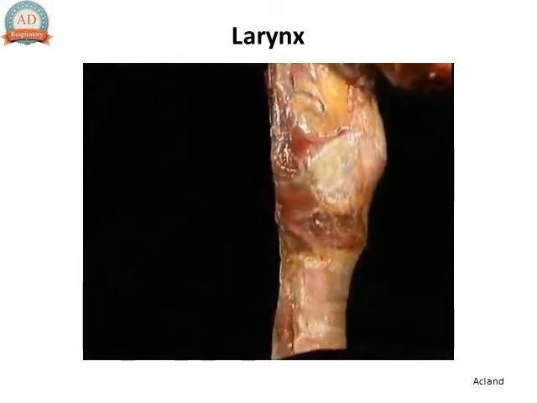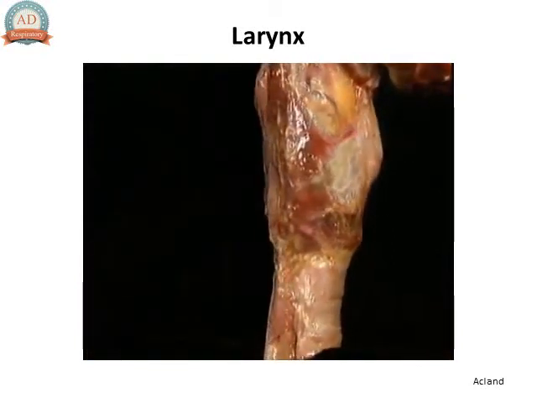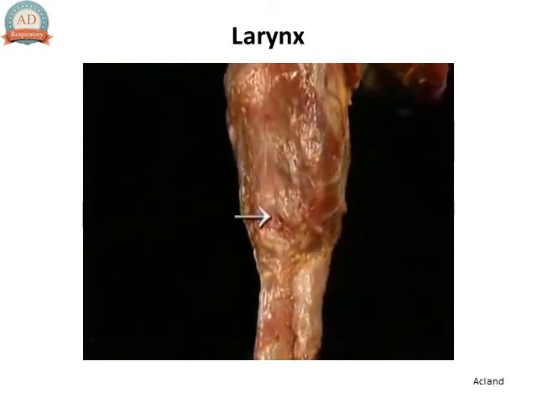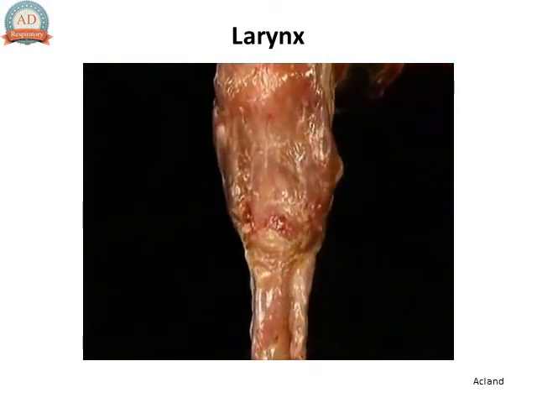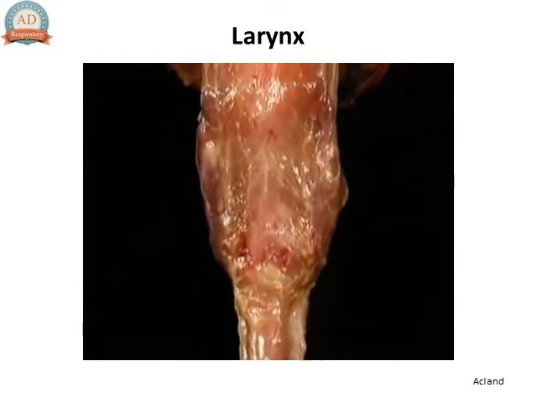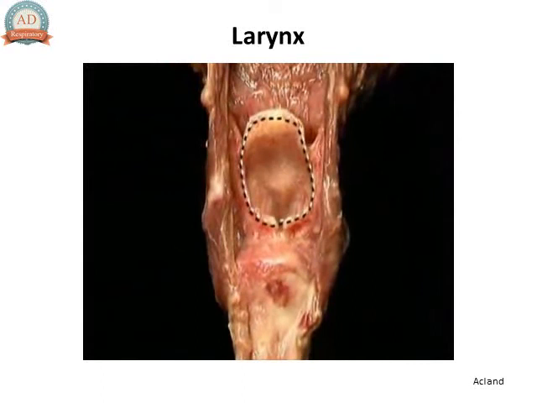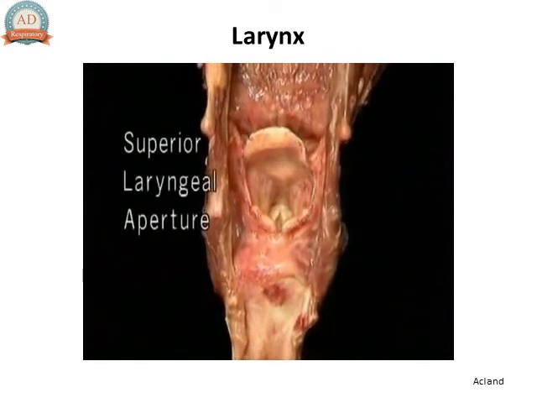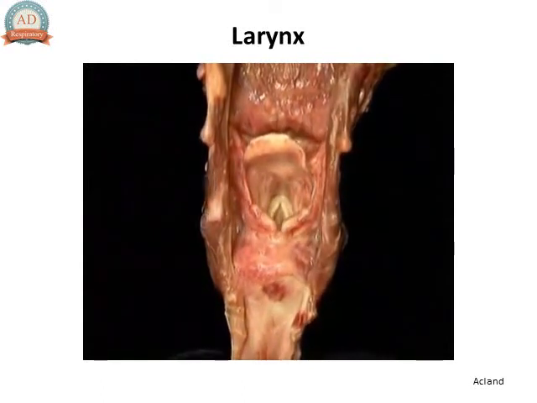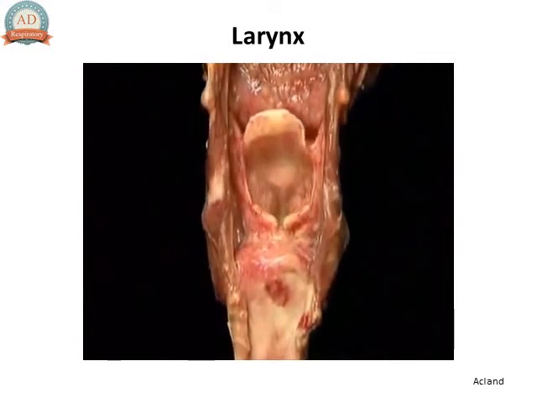Here's the trachea, here's the esophagus, here's the lower part of the pharynx. To see the larynx from behind, we'll remove the posterior wall of the pharynx. Here's the opening of the larynx, the superior laryngeal aperture. It faces almost directly backwards.